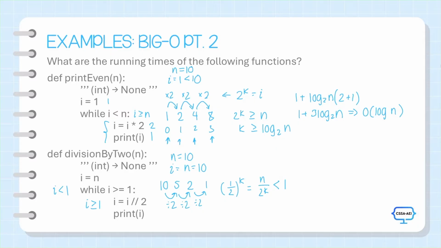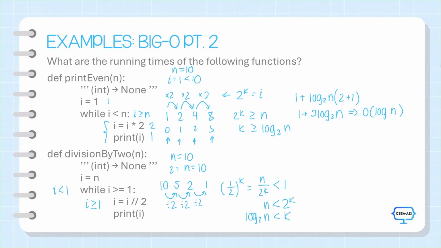So now let's solve for k with our new equation. If we multiply both sides, we'll end up with almost the same thing as last time. Okay, so we're going to be in logarithmic time once more. Essentially, whenever you see a while loop being multiplied by 2 or being divided by 2, we're going to be in logarithmic time.